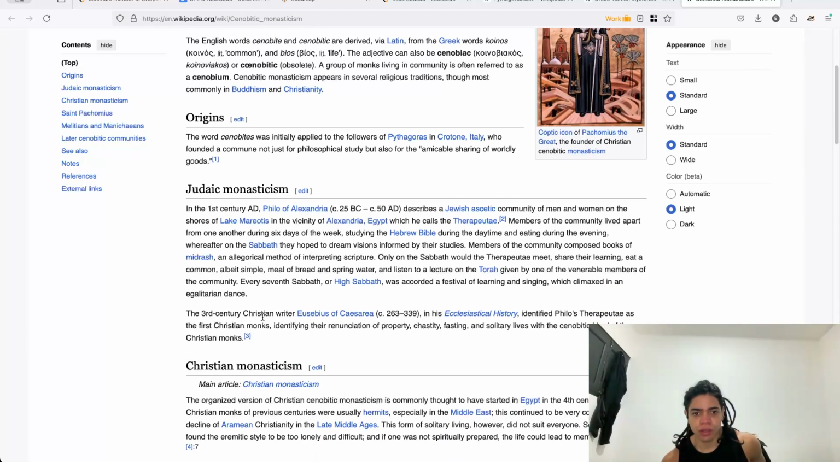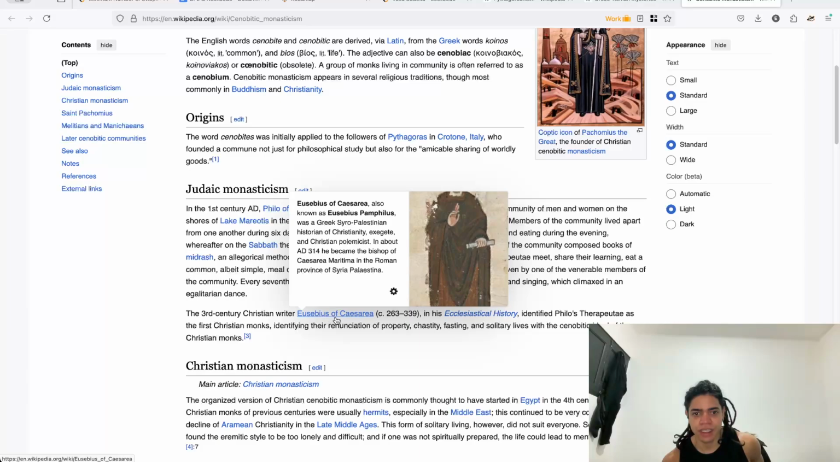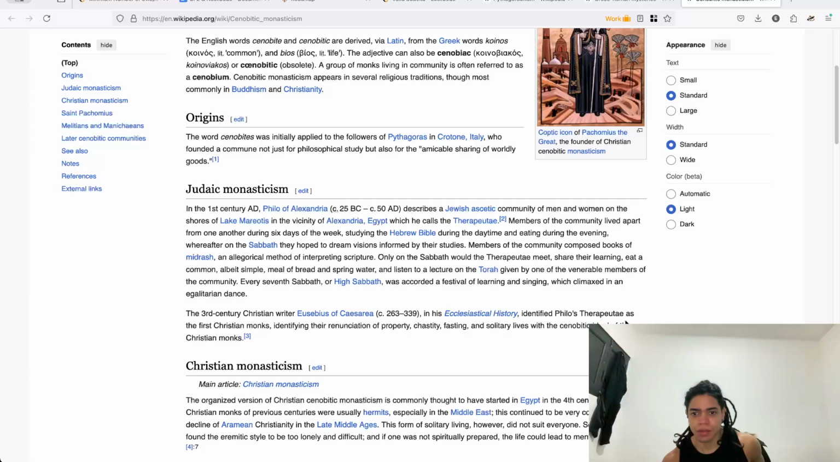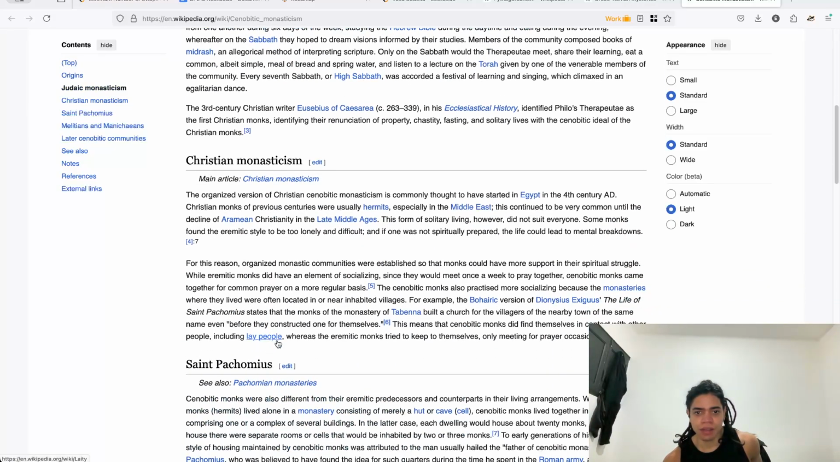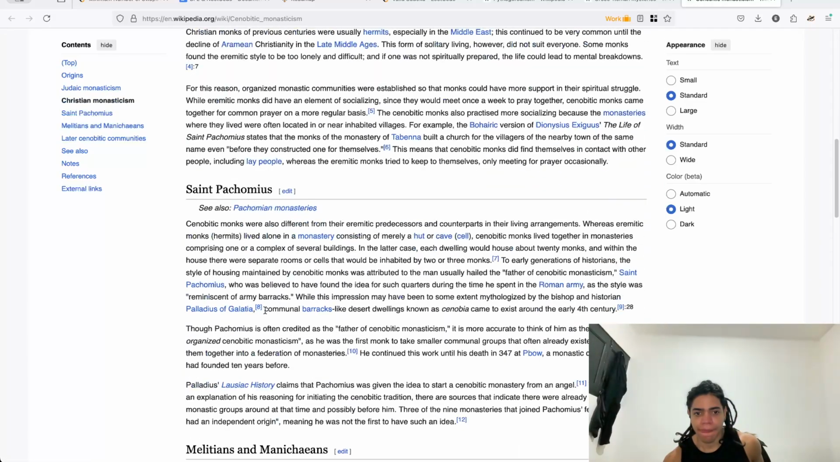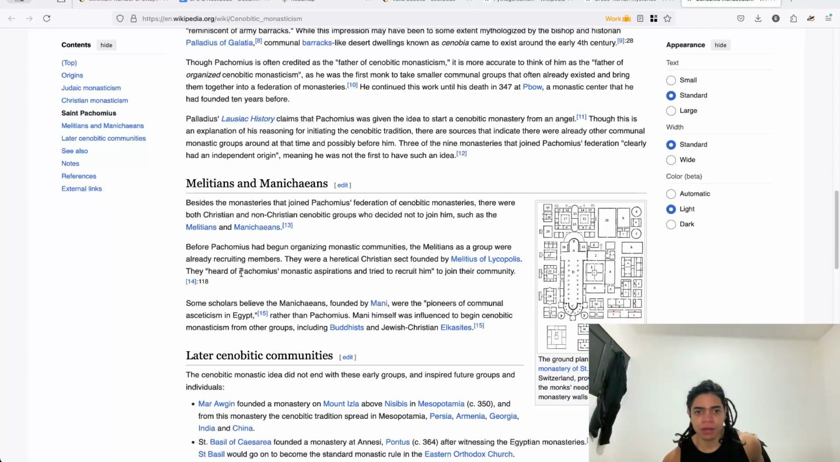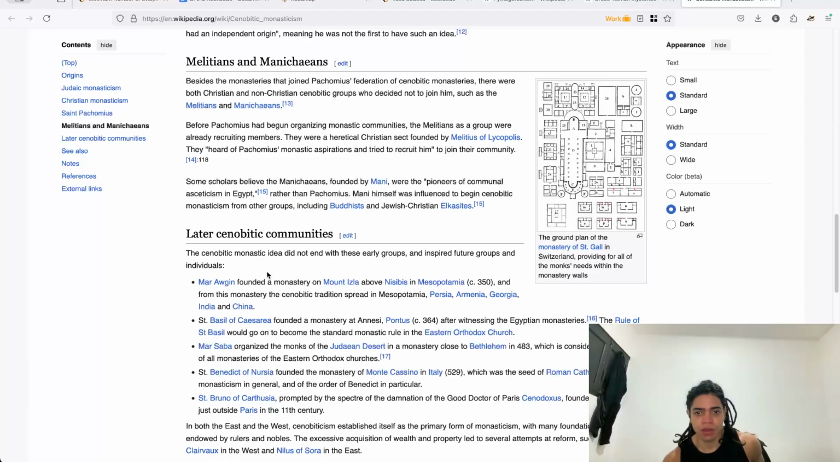The 3rd century Christian writer Eusebius of Caesarea, in his Ecclesiastical History, identifies the Therapeutae as the first Christian monks, identifying their renunciation of property, chastity, fasting, and solitary life with the cenobitic ideal of the Christian monk. Christian monasticism: Saint Pachomius, Melitians and Manichaeans, later Cenobite communities.